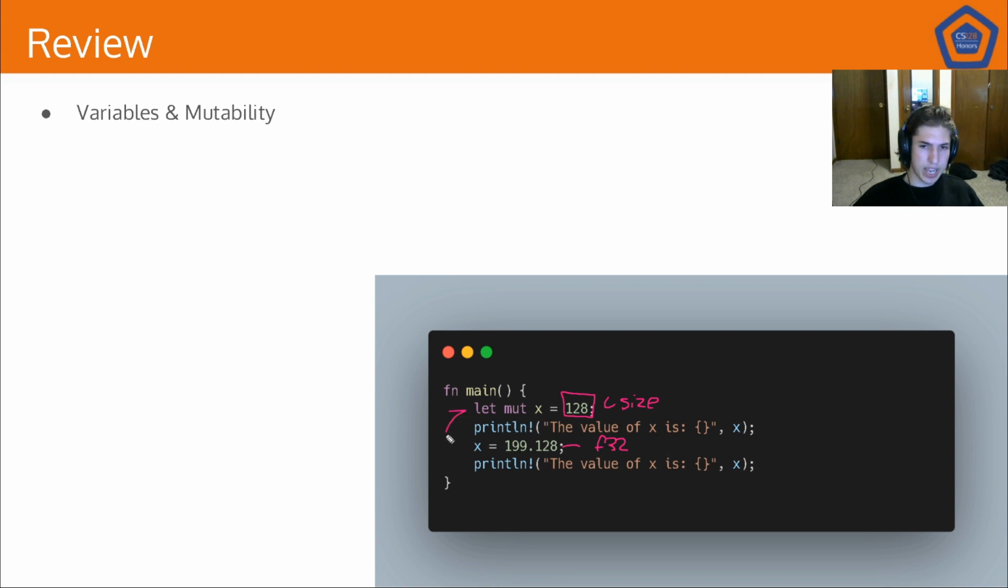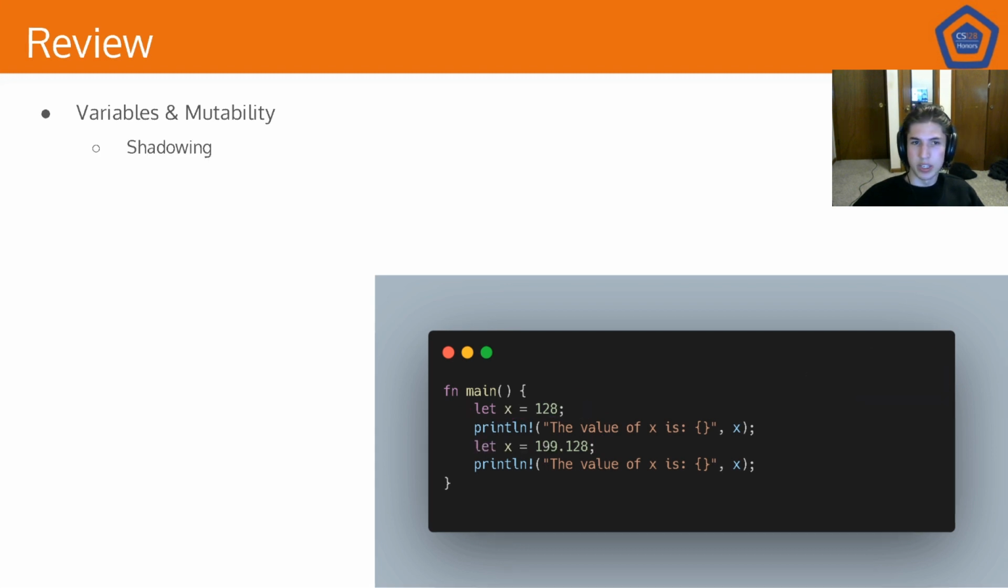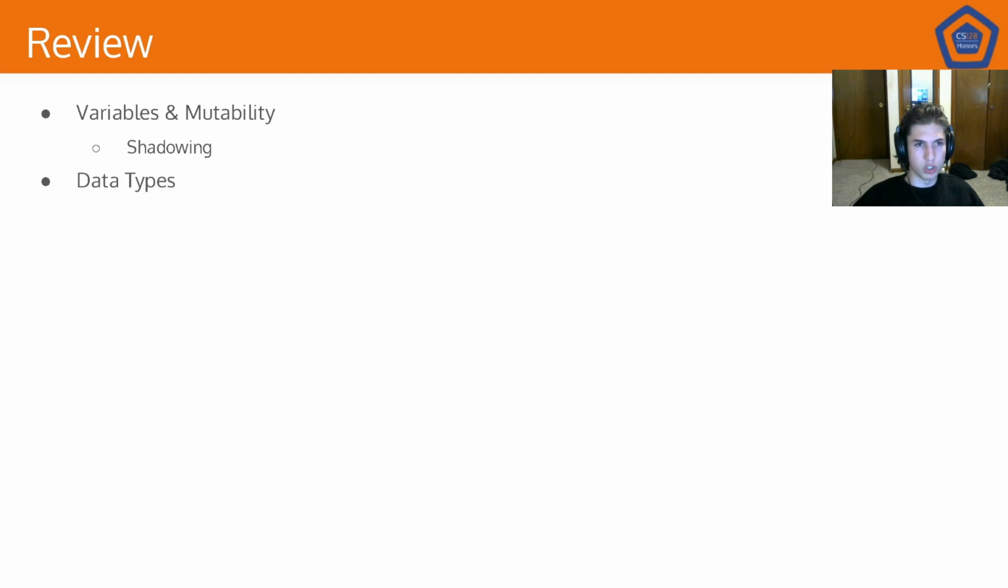Can we reassign x if these are different types? Does mutability save us here? Or do we need some other technique? And of course the answer is we do need some other technique, and shadowing is the answer in this case. So just redefine x, have it be used for something else.